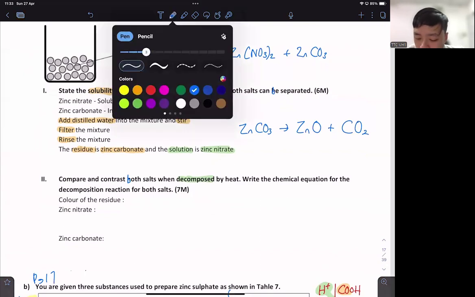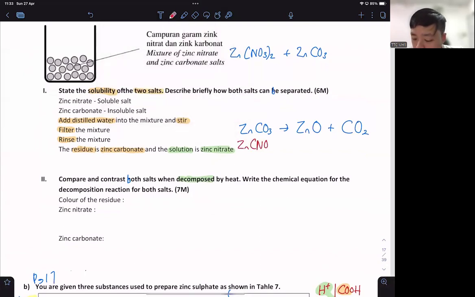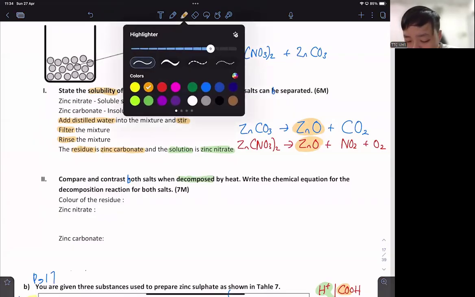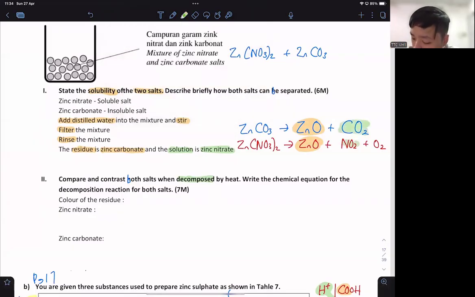When you heat zinc nitrate, what do you get? You get zinc oxide, nitrogen dioxide and oxygen gas. So what is the common thing between them? Both produce zinc oxide. The difference is the gases are different.